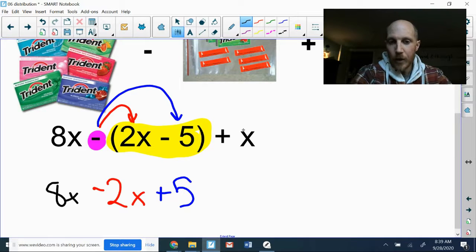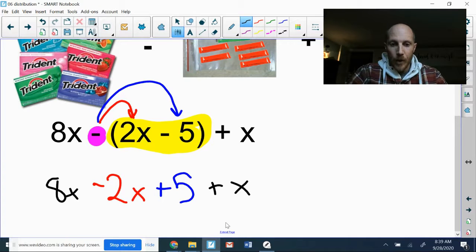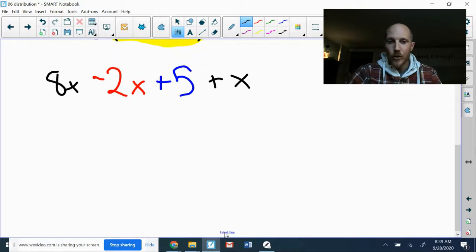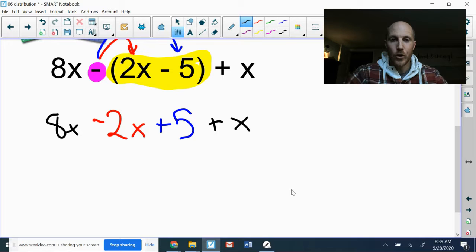And then at the end of the expression, I got this plus x that was not affected by the distribution that we did. And so I'm just going to bring it down to my next line so I keep track of it. It's still there. Still got to do something with it. Okay, so that was the distribution part. I still need to combine like terms.